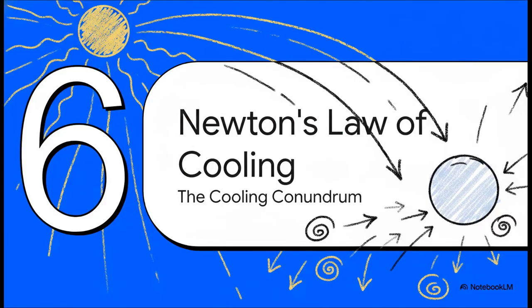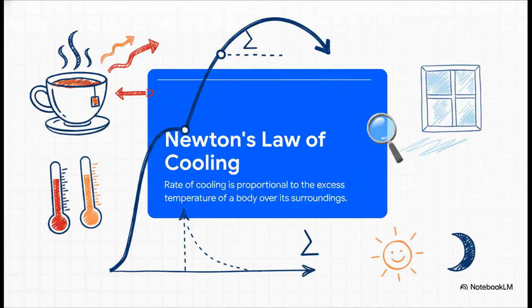Finally, let's hit our last section, Part 6, Newton's Law of Cooling, the cooling coffee conundrum. Bringing it back down to Earth from the roaring surface of the sun, how do things actually lose all this heat we've been talking about? Well, Newton figured out this incredibly simple but profound rule for heat loss. The rate of cooling of a body is proportional to the excess temperature of the body over its surroundings.